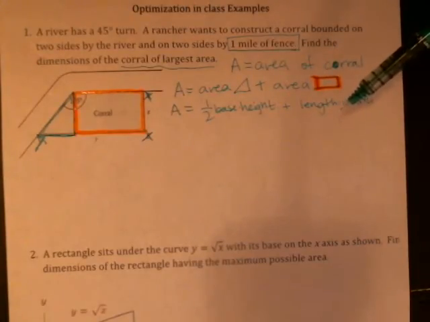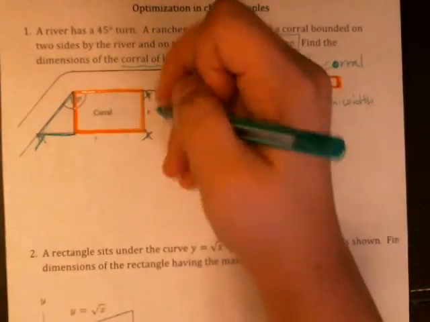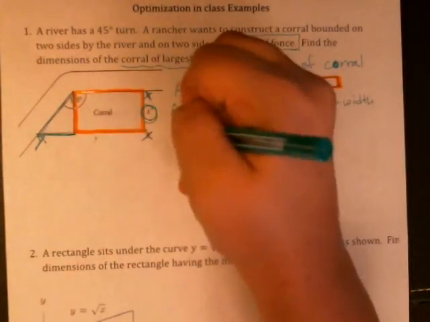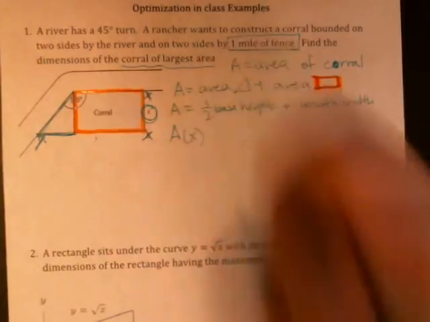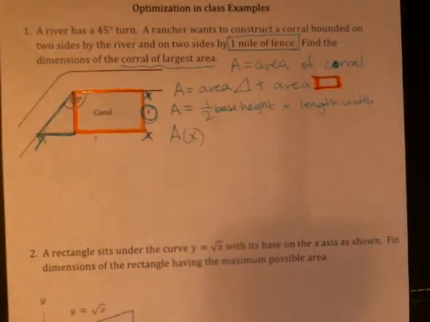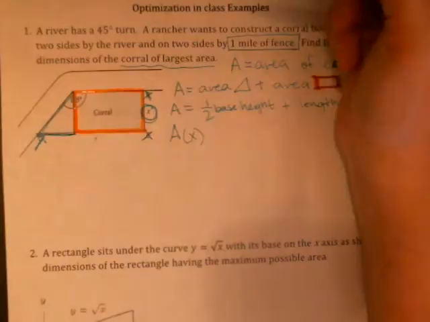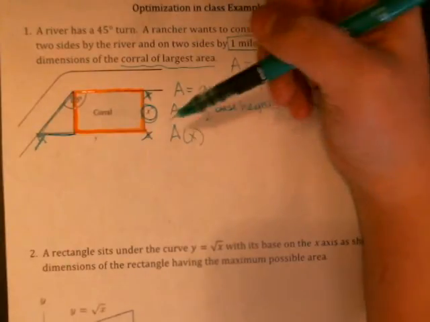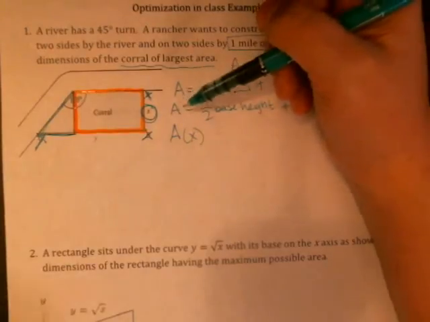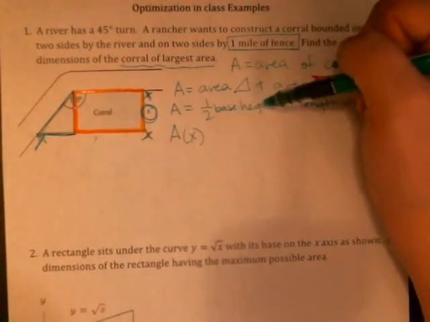Looking at this one, I think I'm just going to go ahead and use this as my variable. What I'd really like to end up with is A as a function of X. If you temporarily want to use the Y, you can, but at some point you'll have to get rid of it. So just be aware of that. You pick a variable and you only get that one.